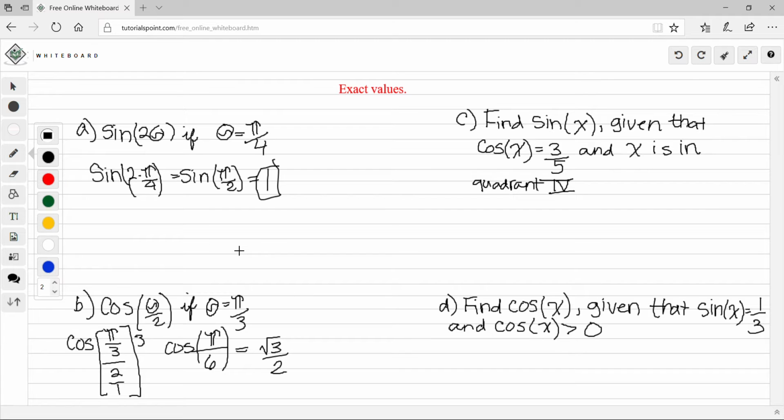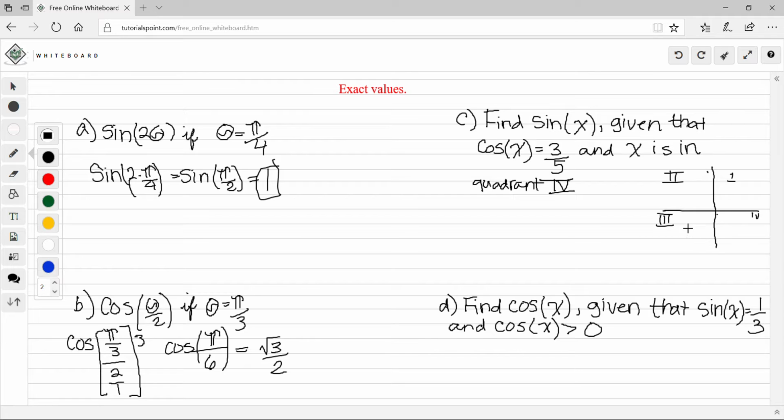Okay, now part C, it says find sine alpha given that cosine alpha equals 3/5 and alpha is in quadrant 4. So we've got to actually draw this. Let me draw it. So we're in quadrant 4, so this is 1, 2, 3, and this is 4.